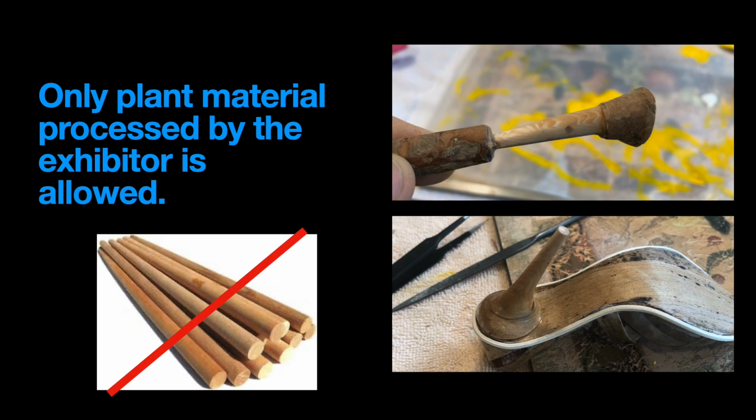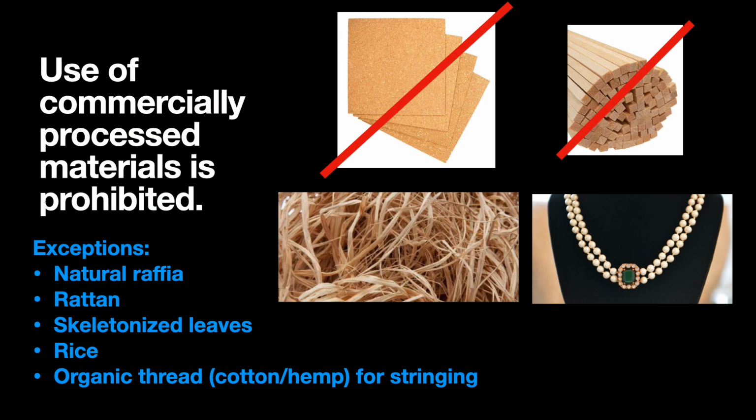Plant material may be processed, but only by the exhibitor. So in other words, you can't go to Lowe's and buy a dowel to create a heel of a shoe if you're making a shoe. But you could go into your backyard and take a branch or a stick and sand it into the shape of a heel yourself. The use of commercially processed material is also prohibited. So again, you can't go to a hardware store and buy a tile of cork or a skewer or a dowel. But there are some exceptions.